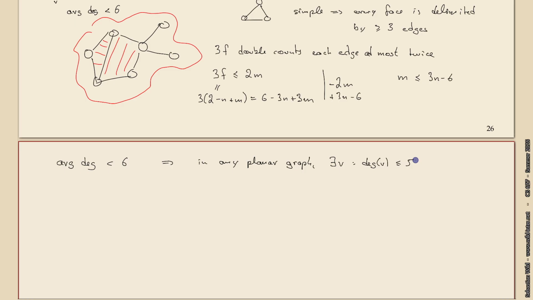And the proof is by contradiction. If all vertices had degree at least 6, then the average would be at least 6. It's as simple as that. You call it the probabilistic method if you want. The expected value, if you draw a random vertex, is less than 6, so there must be a vertex that's below the expectation.